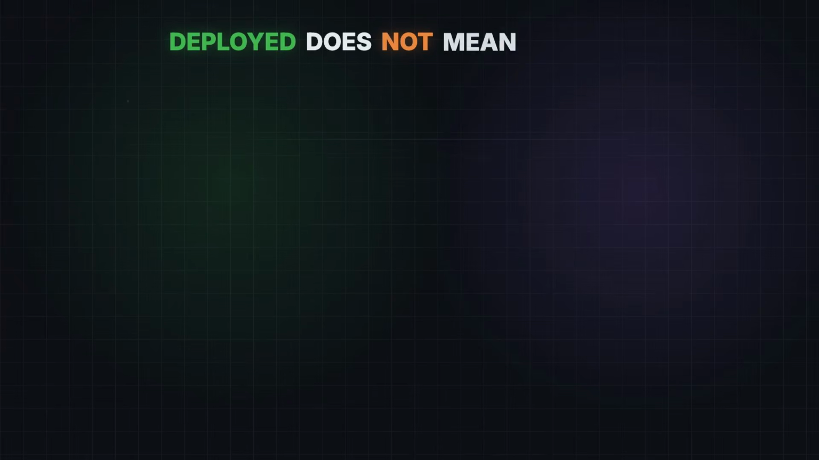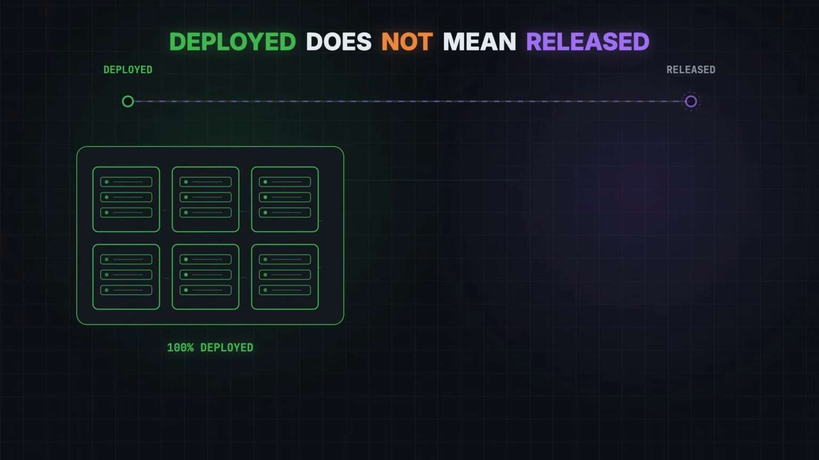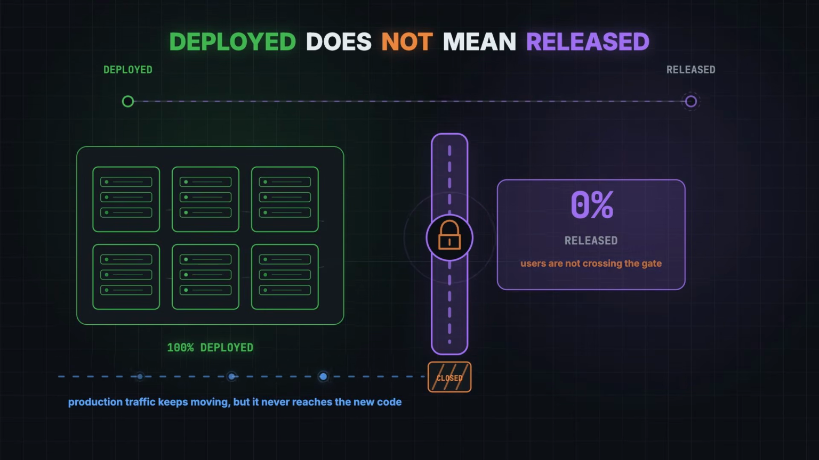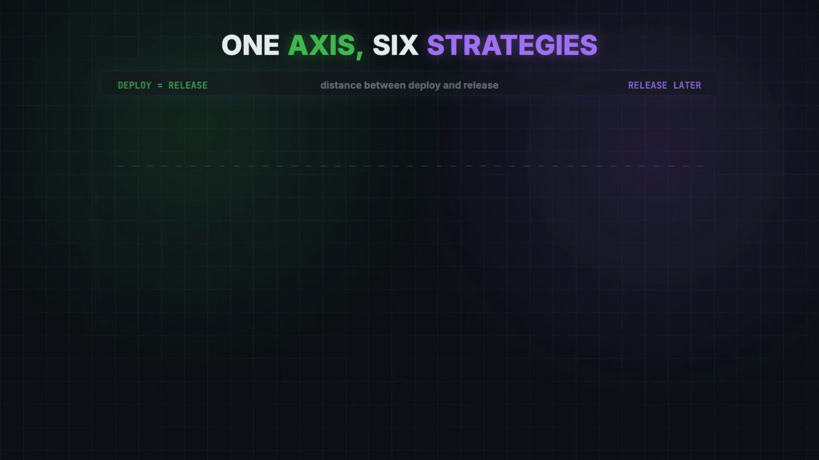A deploy finished 10 minutes ago. The new code is running on every server, and not one single user is touching it. That is because deploying and releasing are two different events. There are 6 common ways to ship a new version, and they usually get taught as a list to memorize.